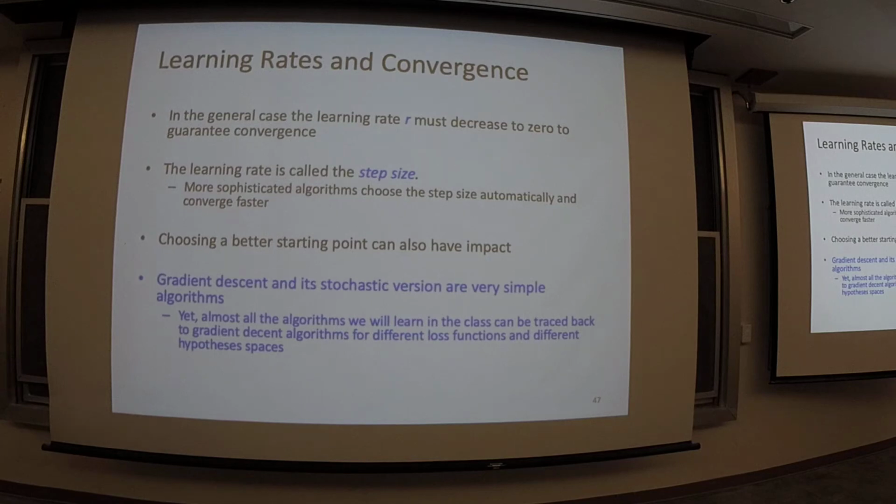Okay, any questions so far? How to adjust batch size if we use batch SGD? And what's the relationship between step size and the batch size? Yeah, that's a good question.